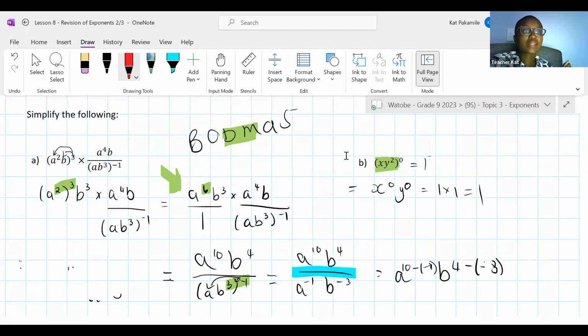Thank you, Prosper, for that nice summary. BODMAS stands for brackets, of, division, multiplication, addition, subtraction. Thank you for that summary in case anyone forgot.